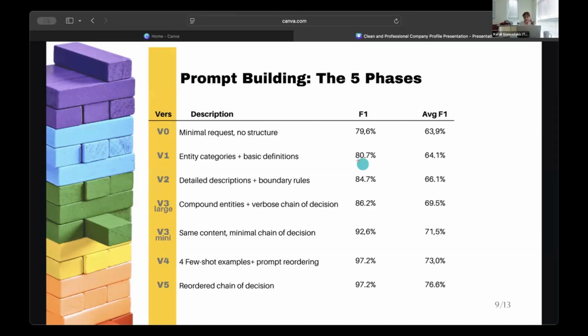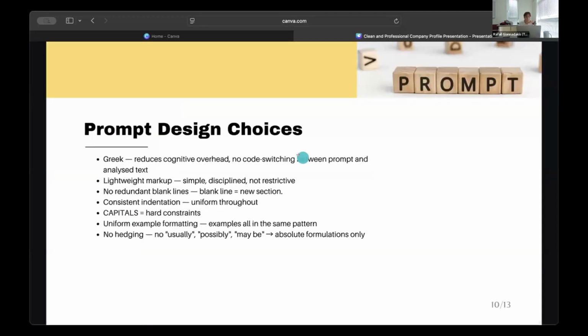And in version 5, we reached 97.2 and 76.6 average, just by reordering the commands in the chain of decision. Models execute rules sequentially. One label was eating the other label. So we reordered the chain of decision several times to achieve the best possible outcome. So I thought that this could be helpful, but if you ask a large language assistant how to write a good prompt, it will probably tell you to use XML tags, detailed explanations, add examples, add negative and positive examples, or add negative examples before positive examples. Well, in my case, this recommendation didn't work.